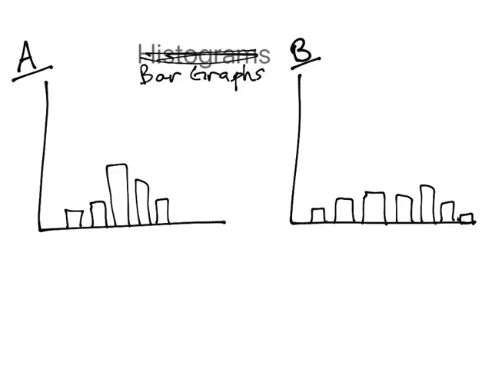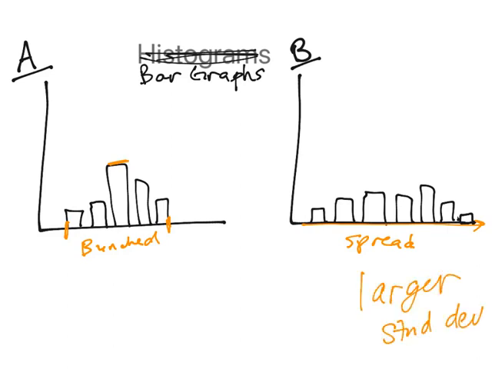In graph A, the data is kind of bunched together. We have a bar that's obviously higher than the rest, and it's kind of symmetrical, with the higher bar in the middle and bars going out on the left and right. In B, there are 7 bars, all pretty close in height, but spread out along the horizontal axis a whole lot more. So we would say B has a larger standard deviation just by looking at it, where the bunched ones have a smaller standard deviation.